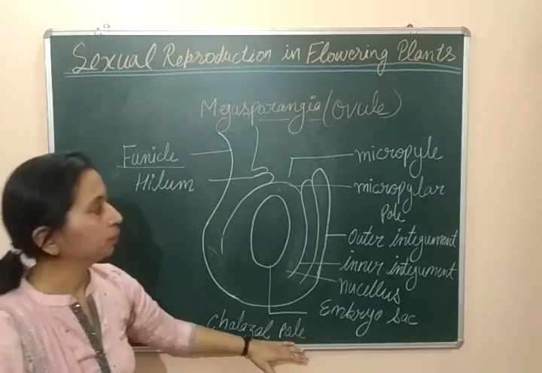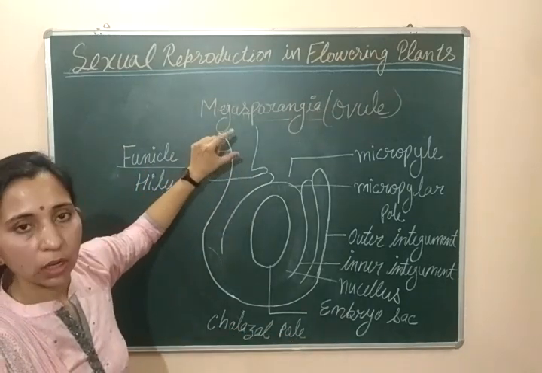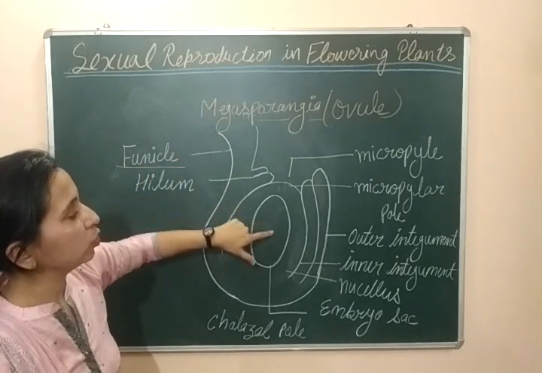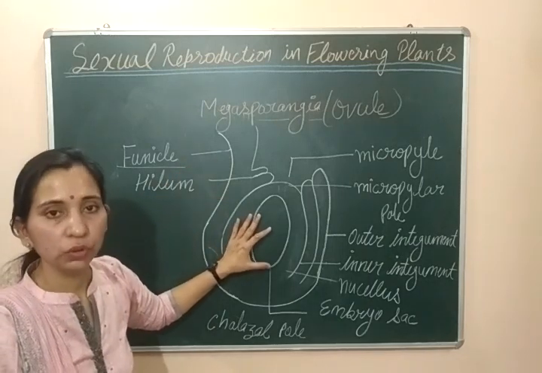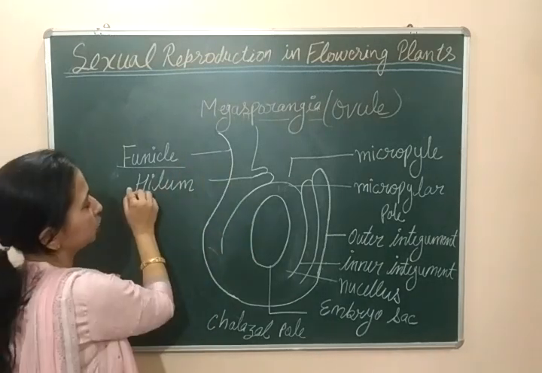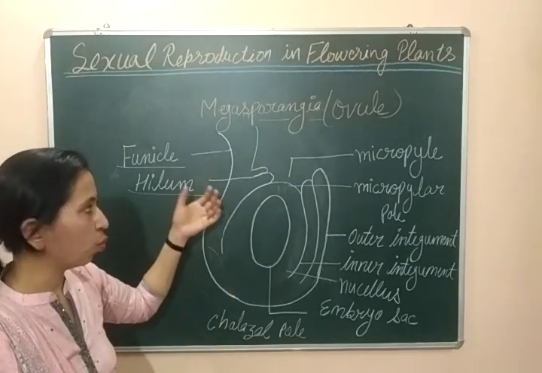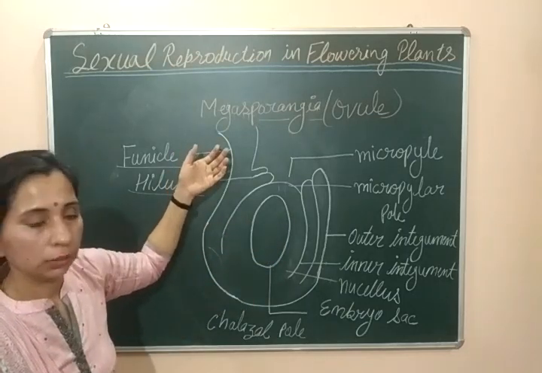ये chalazal pole है. अब एक चीज और, the place where the stalk joins with the body, this is the hilum. This funicle joins with the body of the ovule. This is the joining point of this ovule, and this point is known as hilum. Hilum is the point by which the body of the ovule is joined with its funicle.